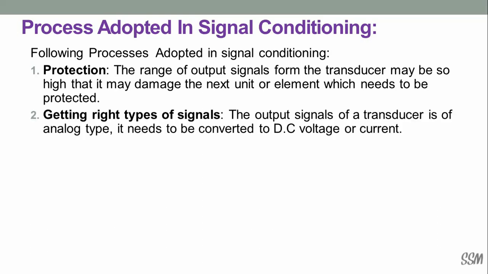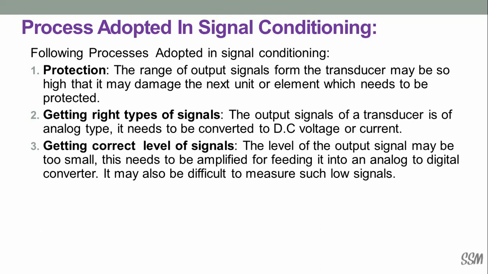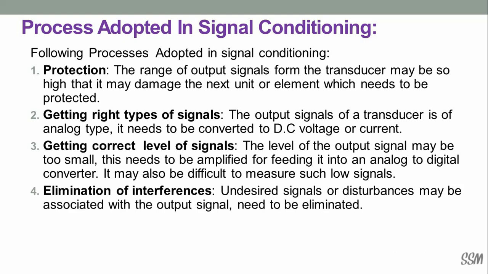The second step, getting the right types of signals. The output signal of a transducer is of analog type. It needs to be converted to a digital voltage or current. Getting the correct level of signals. The level of the output signal may be too small. It needs to be amplified for feeding it into an analog to digital converter. It may also be difficult to measure such low signals.